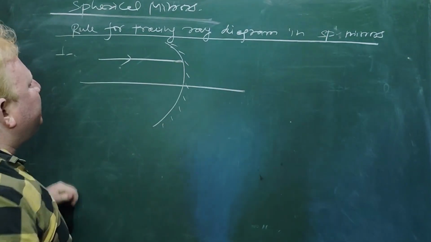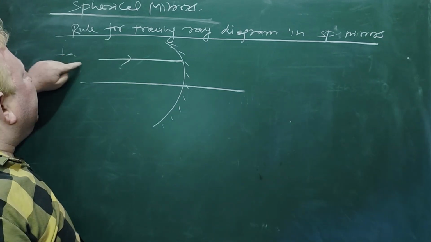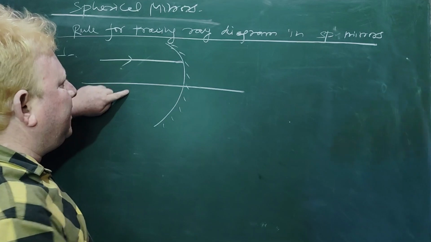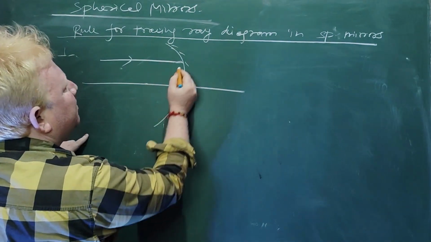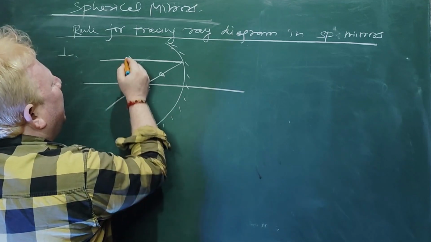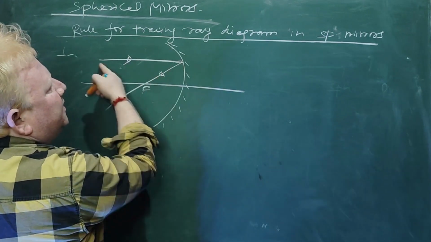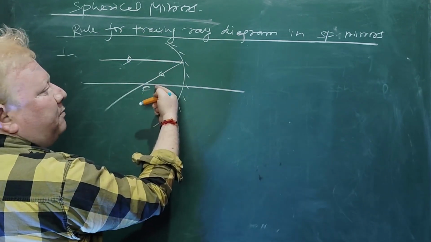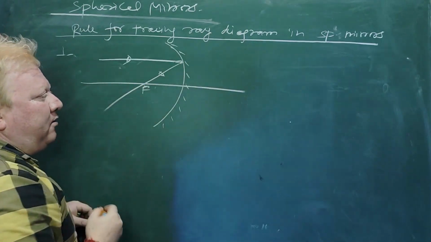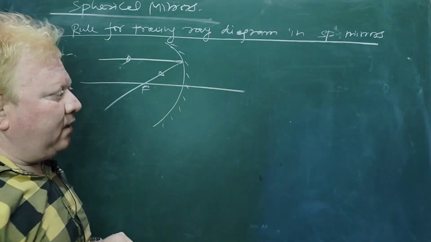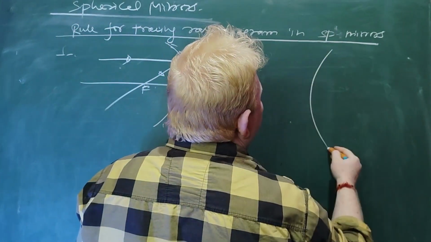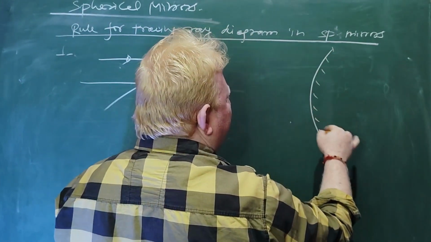As per the first rule, when the light rays are coming parallel to the principal axis, after reflection it will pass through focus only. So suppose this is the focus, and this is how the light ray is coming, parallel to the principal axis. After reflection, it passes through focus only. This is rule number 1. The same you can see in the case of a convex mirror also.